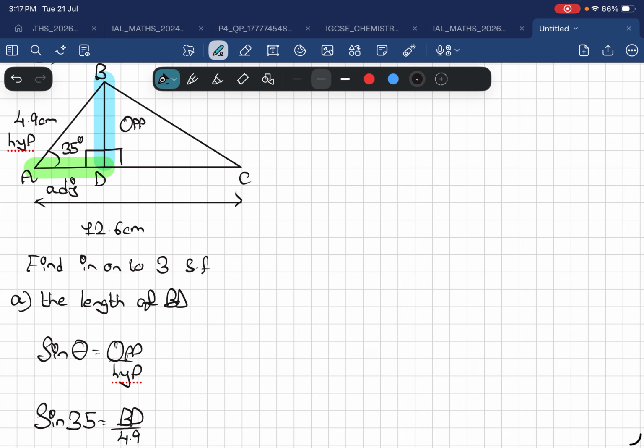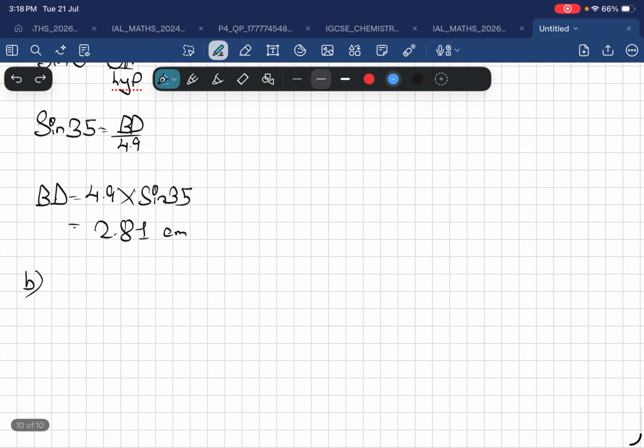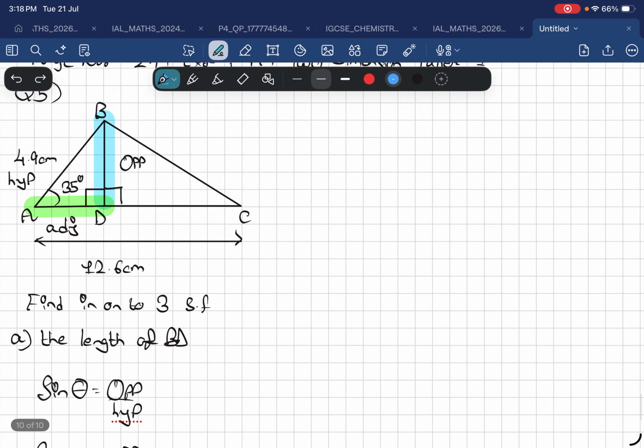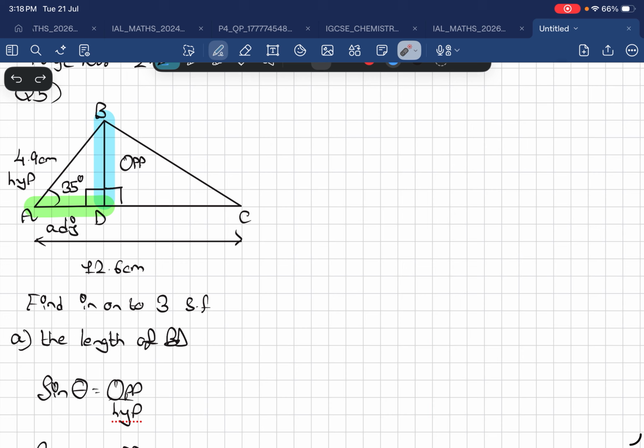Okay, so now try to understand. They told us to find AD. So our angle given is 35, and in the question it is already given, this side is 4.9. So in that case, can we guess which trigonometric function we will use?